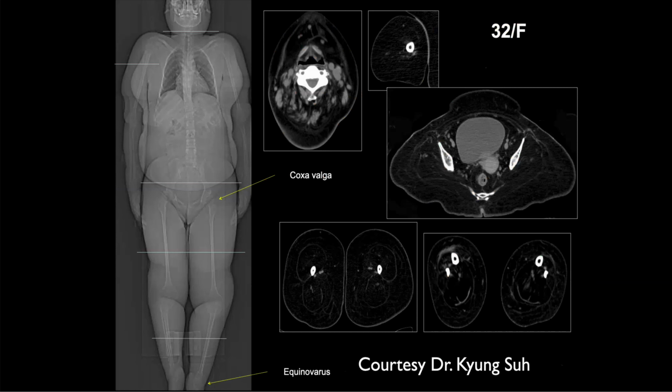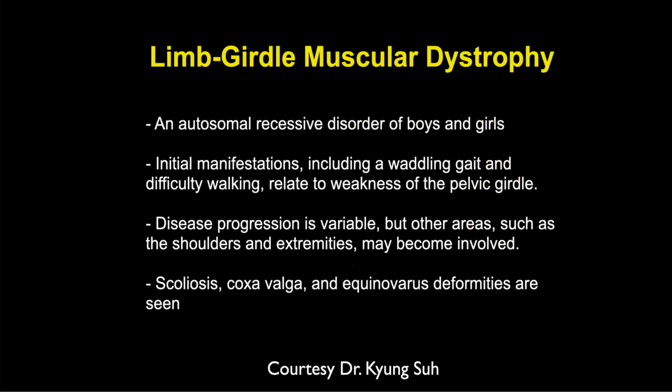32-year-old female. Essentially no muscle that we see hasn't been atrophied. It's almost complete atrophy of the legs. This is called limb-girdle muscular dystrophy. Again, symmetric. So with this history, you need to think in terms of some sort of congenital syndrome. It's autosomal recessive, and obviously, initially, they have gait disturbances.